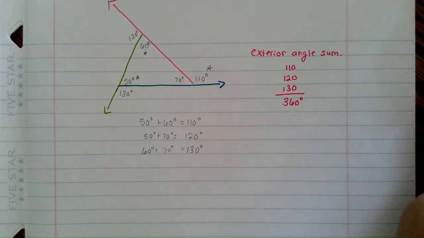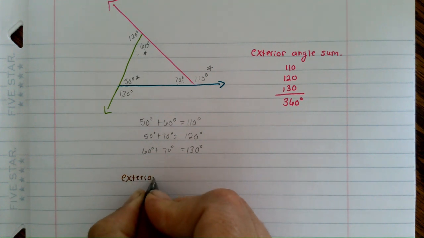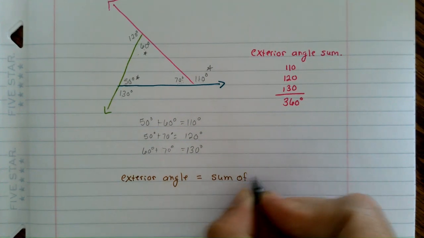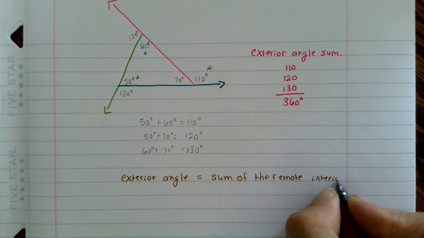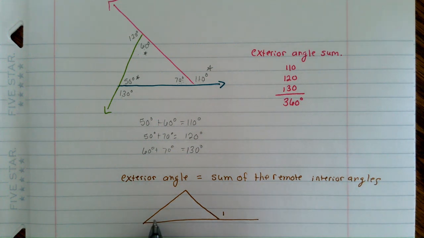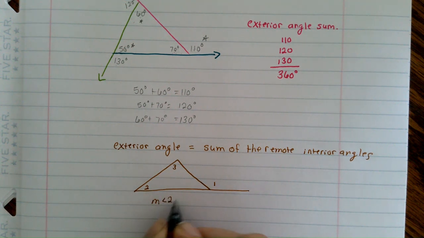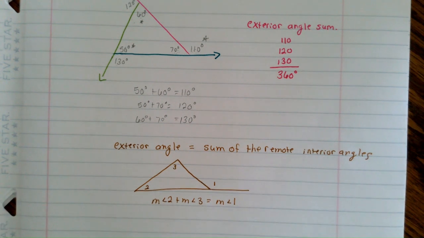So what we can tell here is actually another theorem, and it's the exterior angle theorem. Your exterior angle will equal the sum of the remote interior angles. Okay, so in summary, if I call this angle 1, and I call this 2 and angle 3, every single time the measure of angle 2 plus the measure of angle 3 happens to equal the measure of angle 1. So that's a nice little way that we can figure that out.